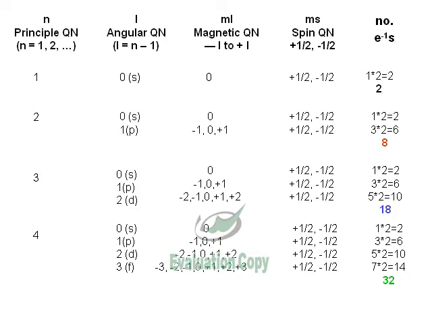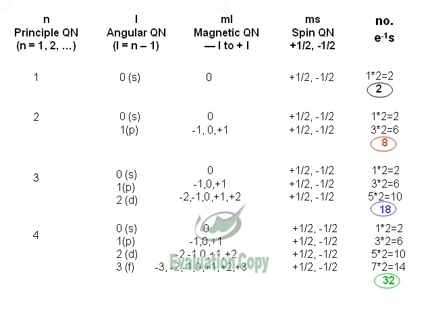So let's just revise. What did you learn? When n equals 1, I can have 2 electrons in that level. n equals 2, I can have 8 electrons. n equals 3 will have a total of 18 electrons, and n equals 4 has a total of 32 electrons.